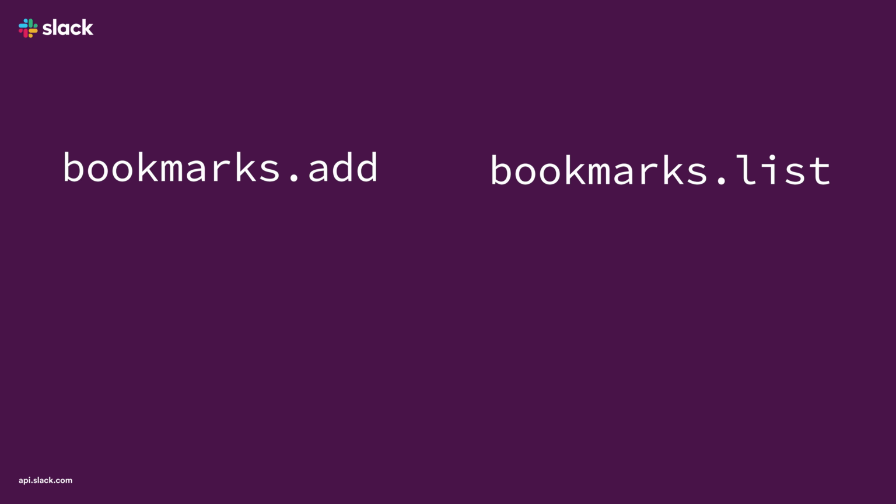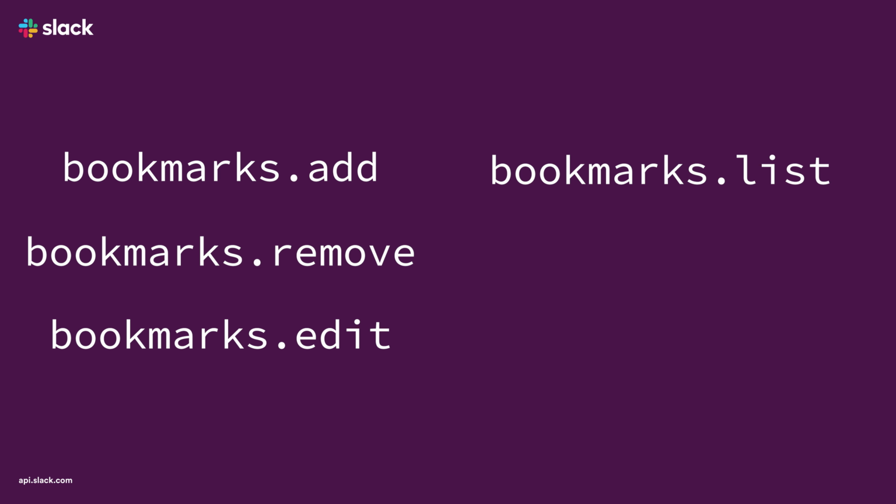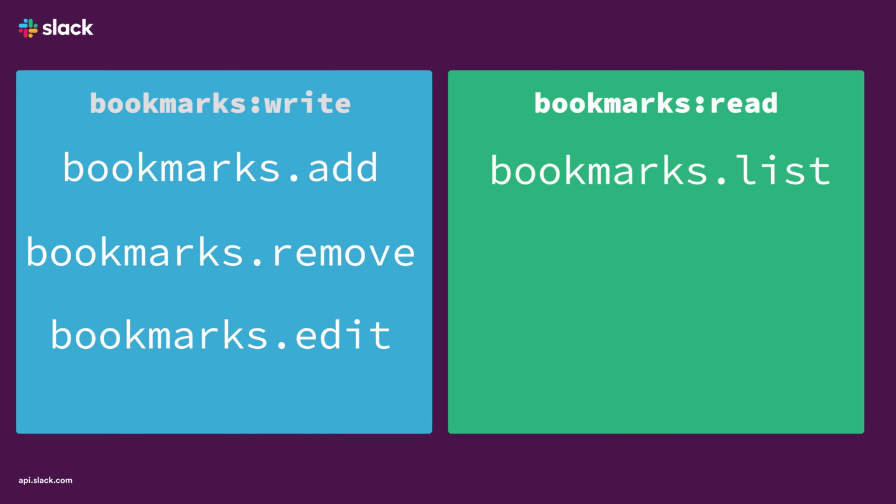This new API has four corresponding methods and two new scopes. Bookmarks.add to add a new bookmark onto the channel header. Bookmarks.list to view all the bookmarks in a given channel. Bookmarks.remove and bookmarks.edit. To use these methods, you'll need the bookmarks read and the bookmarks write scopes.